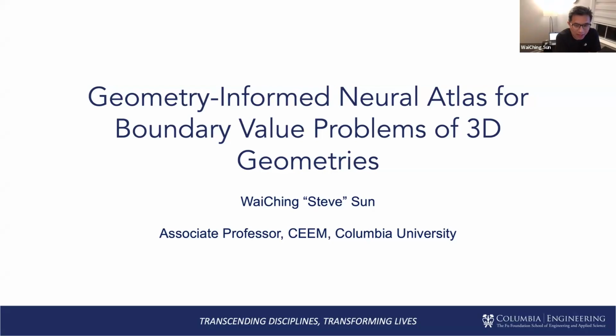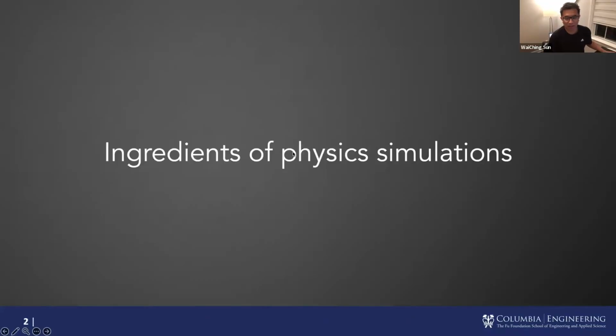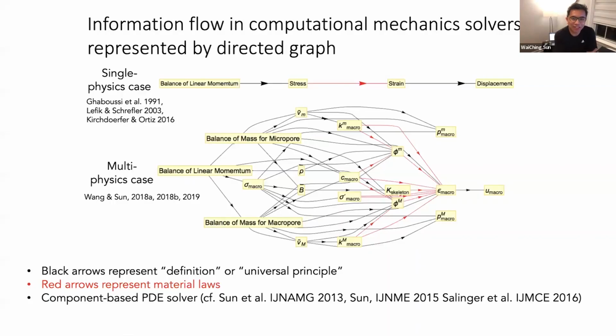So today I want to talk about new research I have on modeling complex geometry with material models. So I think all of us know that there are ingredients for physical simulations, which are the governing equations. The governing equations could come from the balance principle and also the material law.